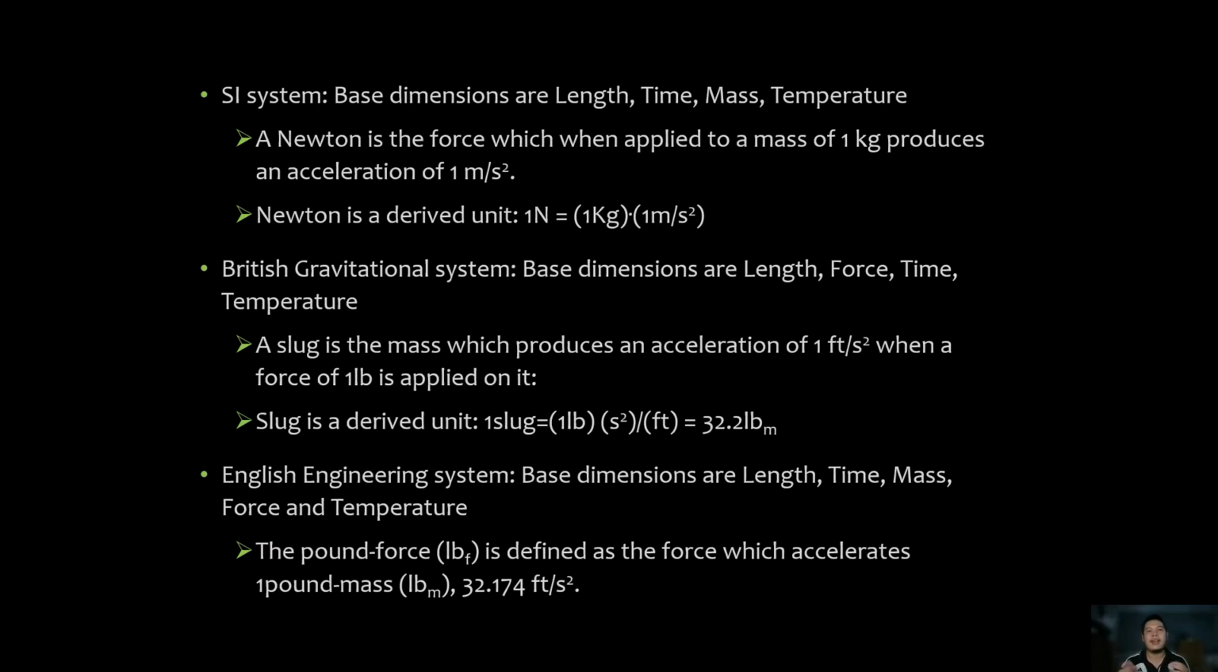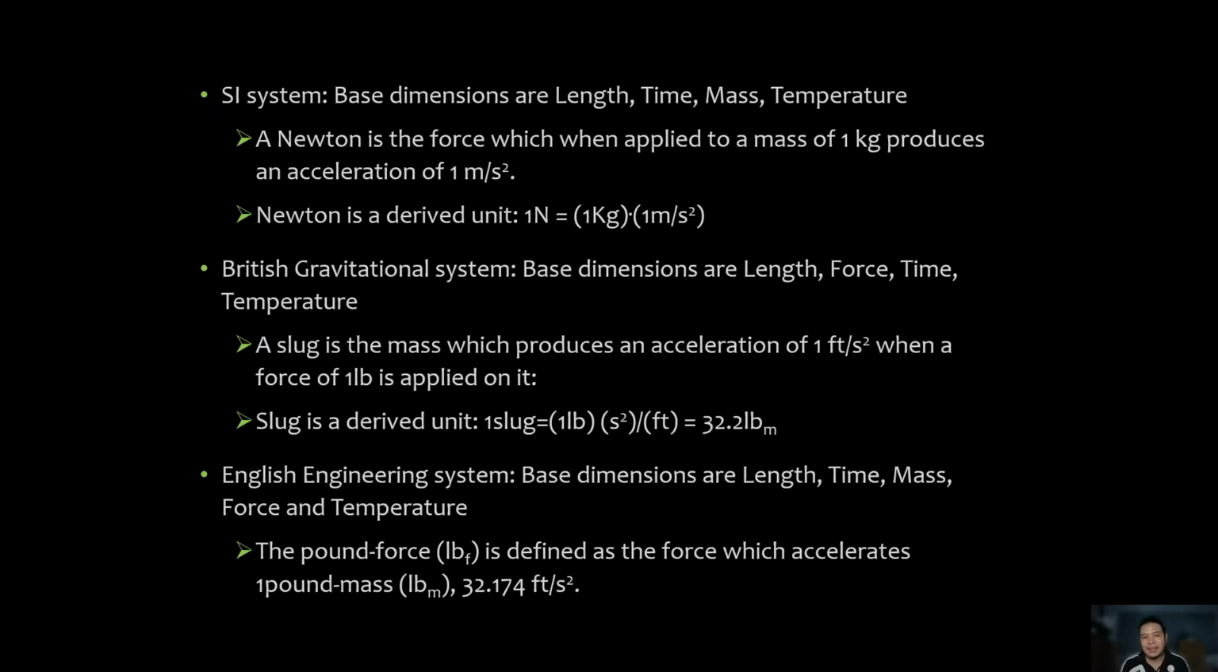The SI system is based on the dimensions length, time, mass, and temperature. A Newton is the force which, when applied to a mass of one kilogram, produces an acceleration of 1 meter per second squared. So the Newton is a derived unit. 1 Newton is equivalent to 1 kilogram meter per second squared.